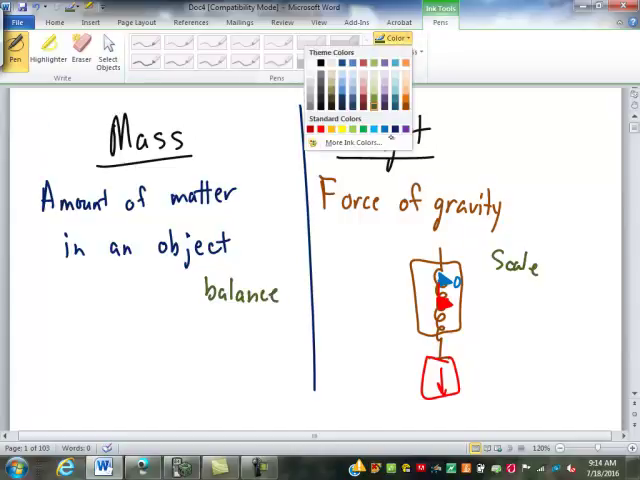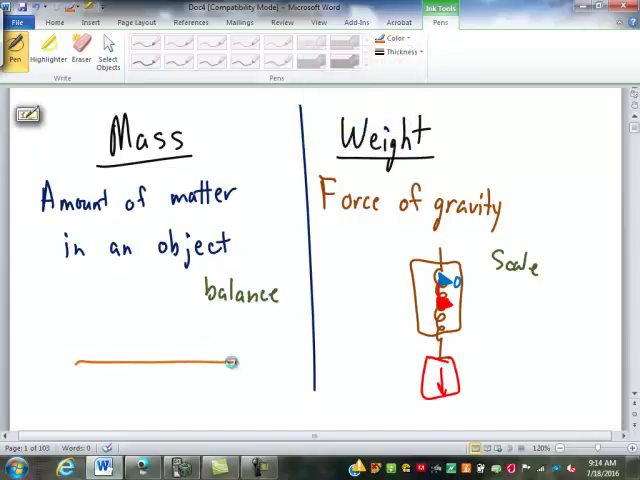What a balance does, it's kind of like a teeter-totter. You put a known mass on one side, then you put the object we're trying to measure on the other side, and see if it balances. If it doesn't balance, you take away pieces from the known mass or add pieces to the known mass until it does balance. And whatever known mass balances it, that's what the mass of that object is.